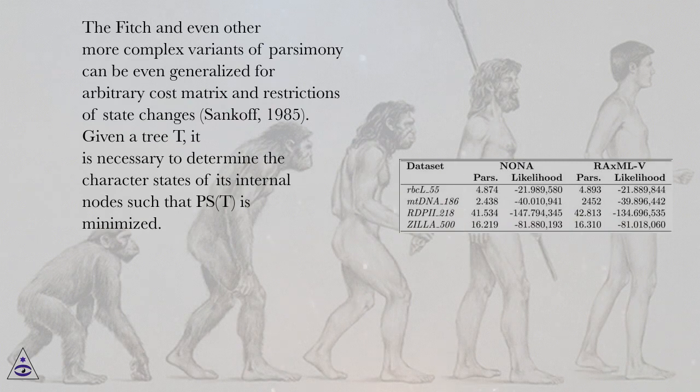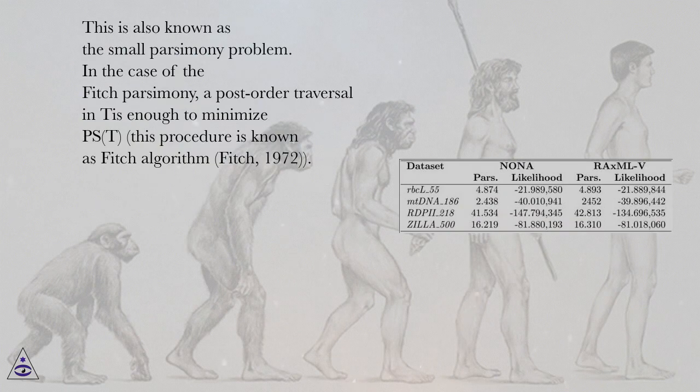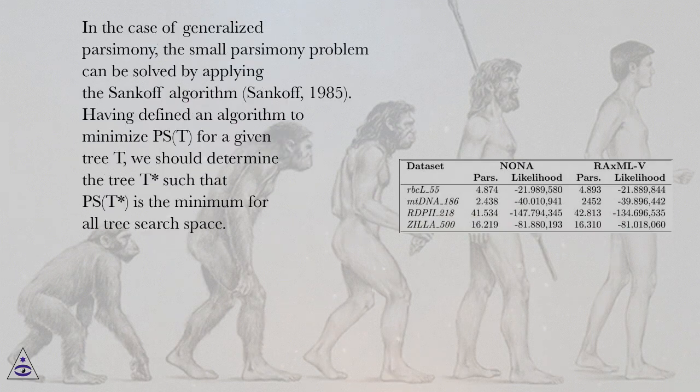Given a tree T, it is necessary to determine the character states of its internal nodes such that P(T) is minimized. This is also known as the small parsimony problem. In the case of the Fitch parsimony, a post-order traversal in T is enough to minimize P(T). This procedure is known as the Fitch algorithm, Fitch, 1972. In the case of generalized parsimony, the small parsimony problem can be solved by applying the Sankoff algorithm, Sankoff, 1985.